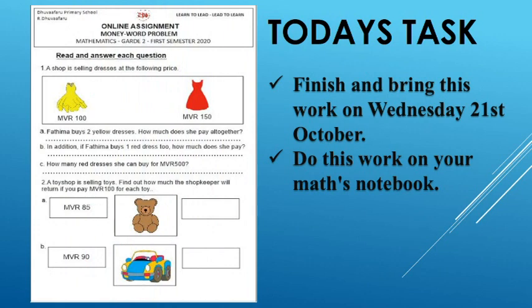So here is your online task for week 13. What you have to do is read the questions carefully and answer each question. Finish and bring this work on Wednesday, 1st October. Do this work in your math notebook. Have you understood, students? I hope you understood.